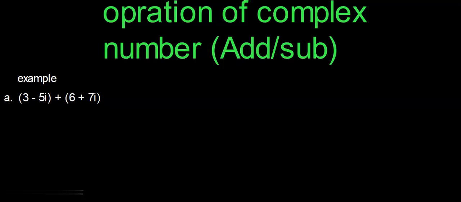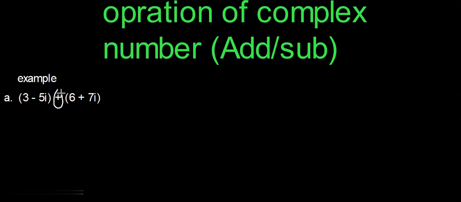So let's get started. The first example says (3 - 5i) + (6 + 7i). If you get this type of question, the first thing you have to do is add or subtract, whatever the sign is, the real part of the complex number with the real part of the other complex number, and also the imaginary part with the imaginary part.